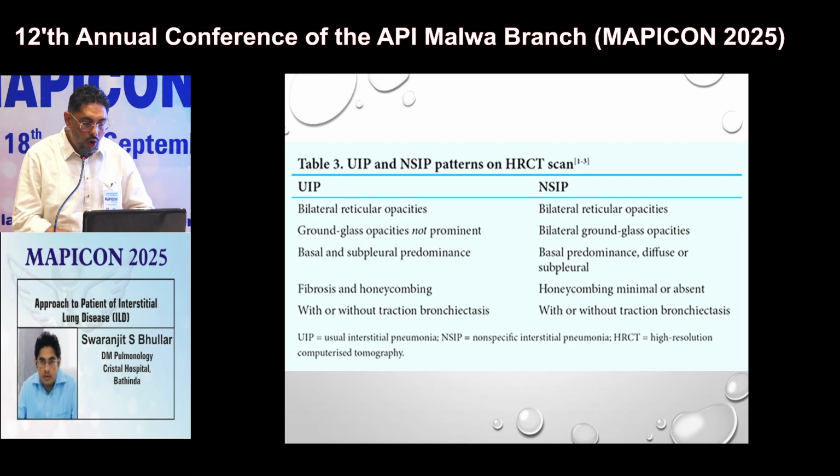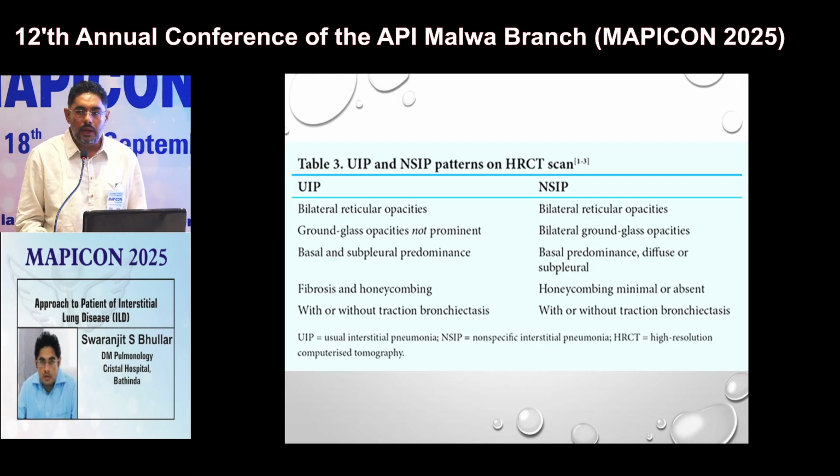Ground glassing is not prominent, there is an absence of ground glassing, and it is basal and subpleural predominant. There will be fibrosis and honeycombing with or without traction bronchiectasis. Any presence of traction bronchiectasis is also an indicator of small airway fibrosis.